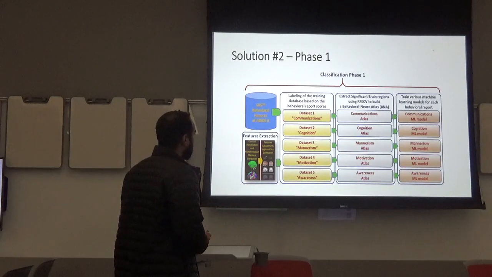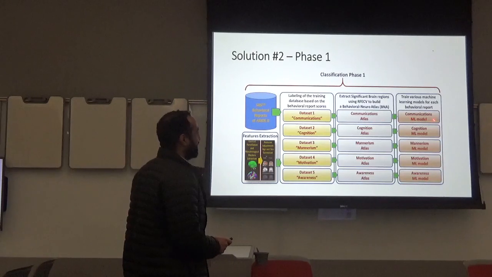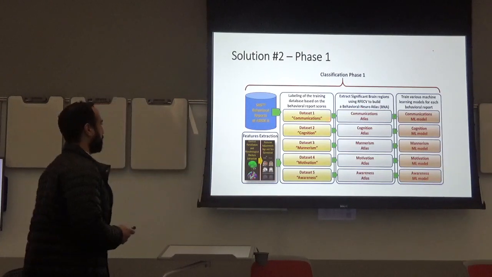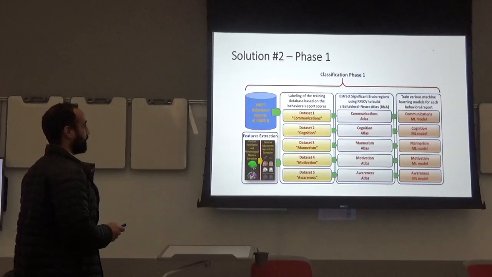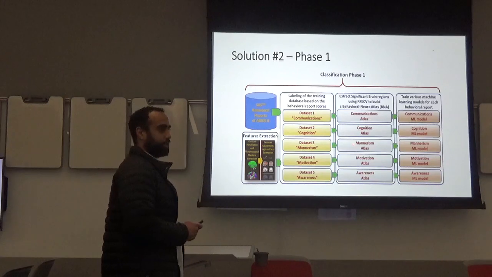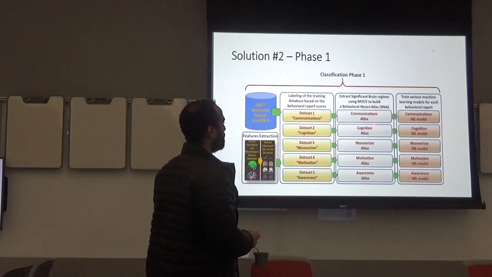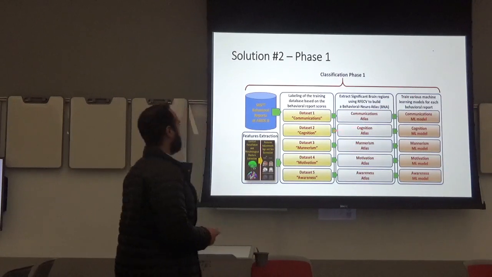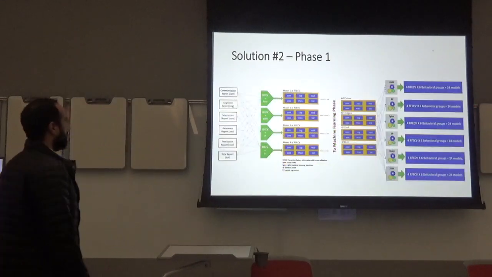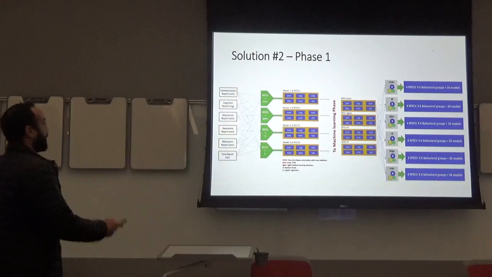And then for each data set, we applied exactly the first solution's machine learning model. This has the neural atlas builder or recursive feature elimination. We get the communication atlas, and then we use this communication atlas to train the machine learning model, and then we repeat it for every behavior. And this is the big picture.